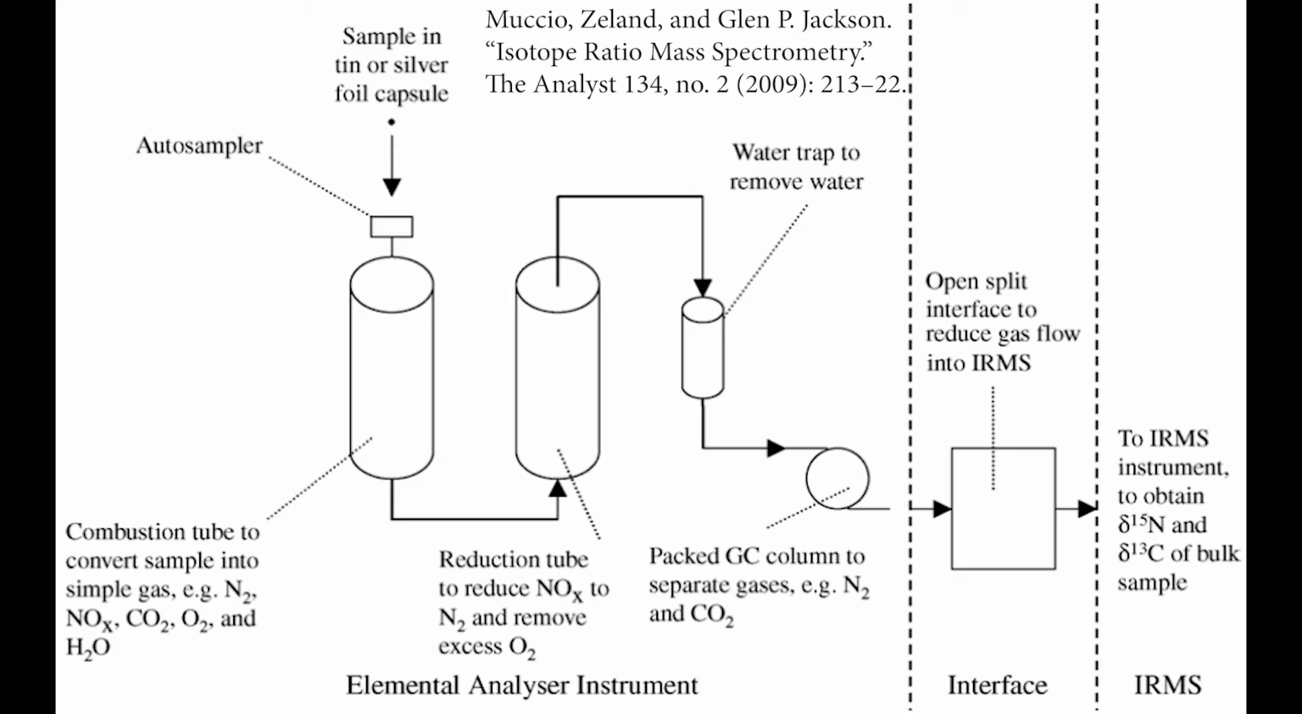And so you'll see here in the instrument, you can take the sample in kind of a foil capsule. You can also do this with GC or LC. It's a little bit more difficult. But you put them into what's called a combustion tube, and it's just going to tear that CHNO, that organic compound, down into gases like N2, NOx. CO2 is a big one.